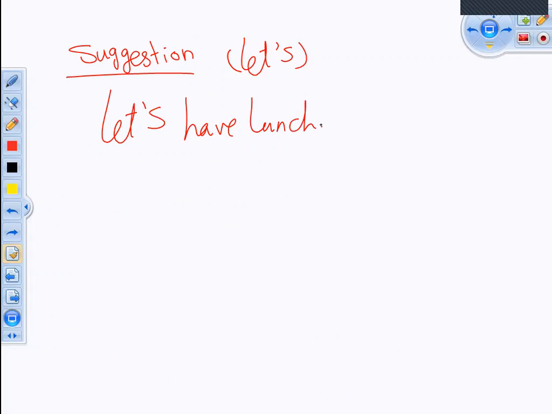Can we add a question tag to this sentence? It's a suggestion, means giving away an idea. They have to accept or refuse it. So if you have a suggestion and you want a confirmation for your words, we use shall we.